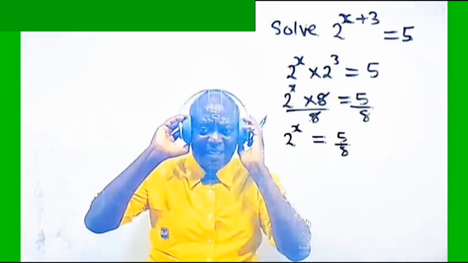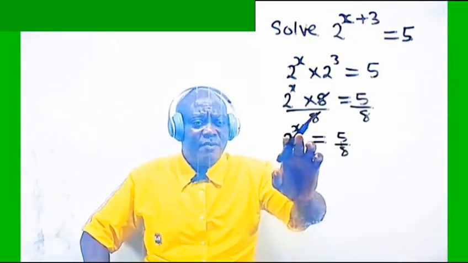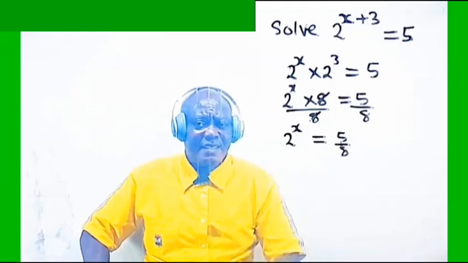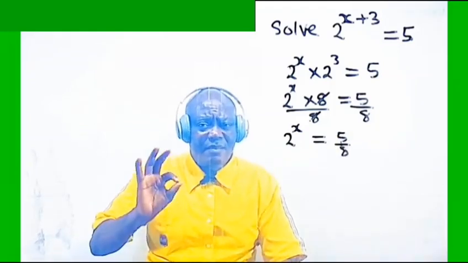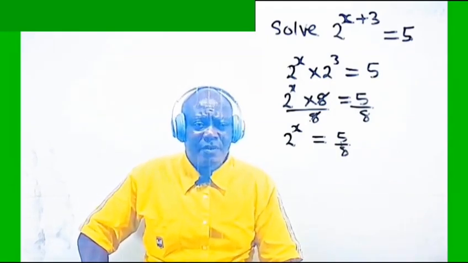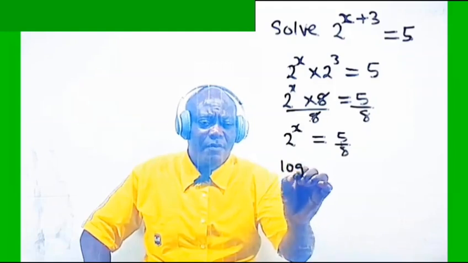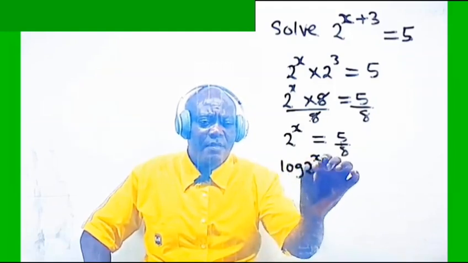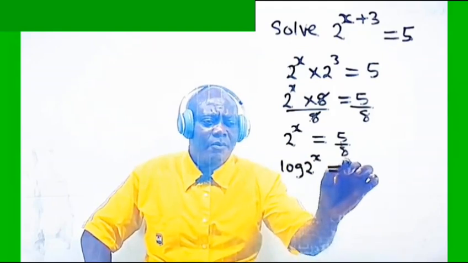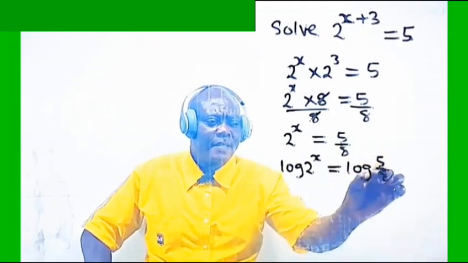So empirically, there is no whole number that 2 can be raised to in order to give you 5 over 8. So what you do now, you take the log of both sides. So what you have here now will be log of 2 to the power x, of course, equals log 5 over 8.